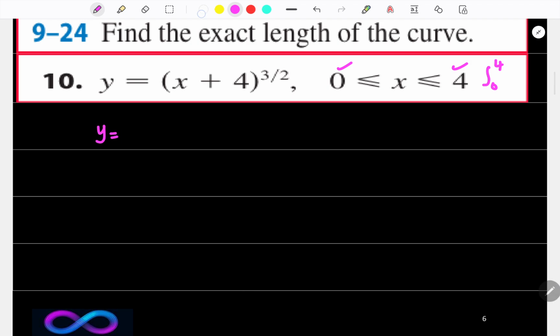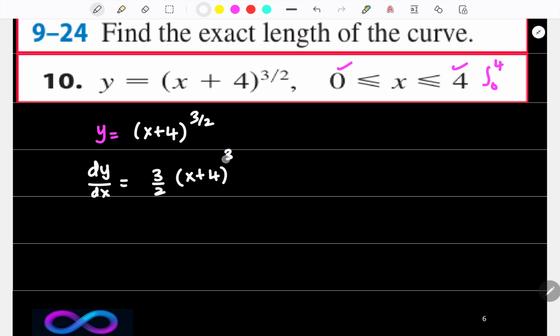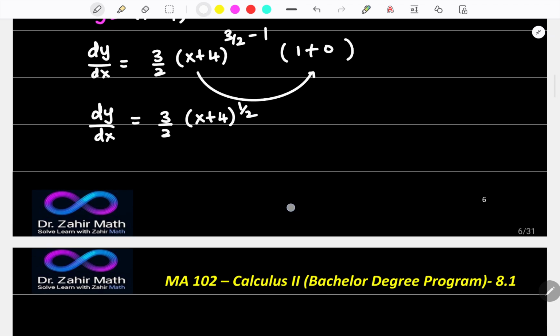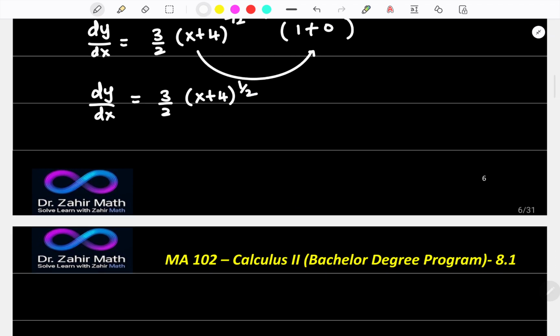Y is equal to (x plus 4) the whole power 3 by 2. You're going to calculate dy by dx, which is equal to 3 by 2 (x plus 4) the whole power 3 by 2 minus 1. But then don't forget the derivative of this function: the derivative of x is 1 and the derivative of 4 is 0. So therefore dy by dx is equal to 3 by 2 (x plus 4) to the power of 3 by 2 minus 1. 3 by 2 minus 1 is what? 1 by 2, right?